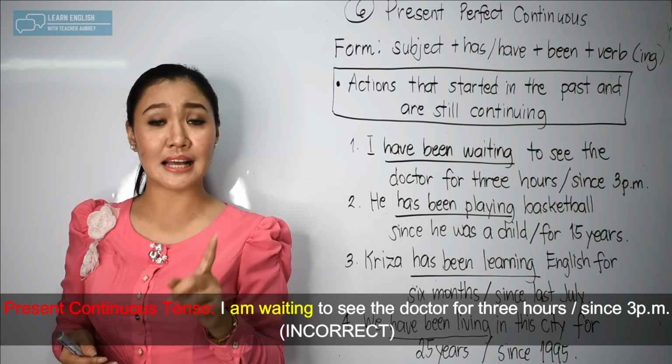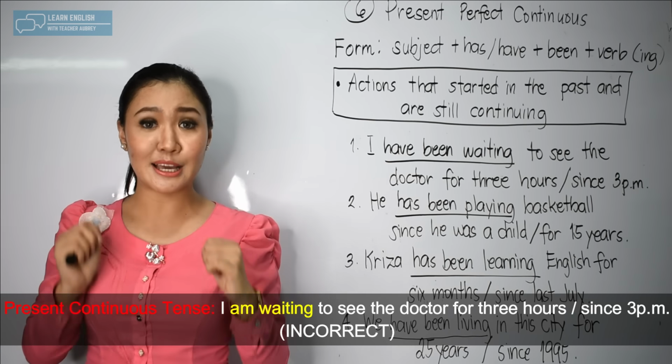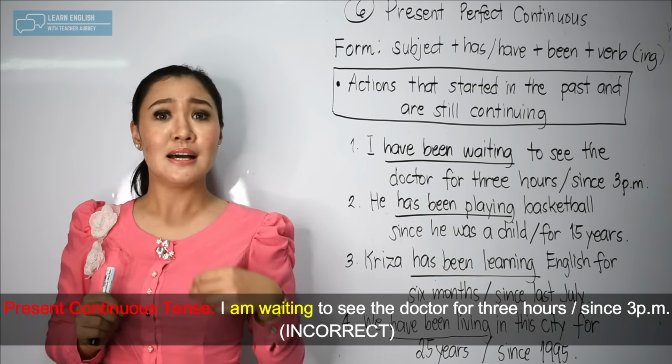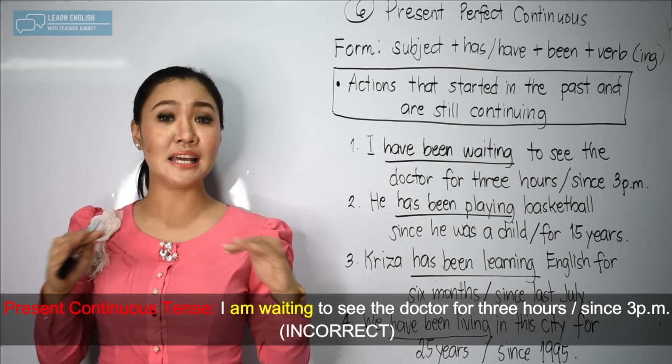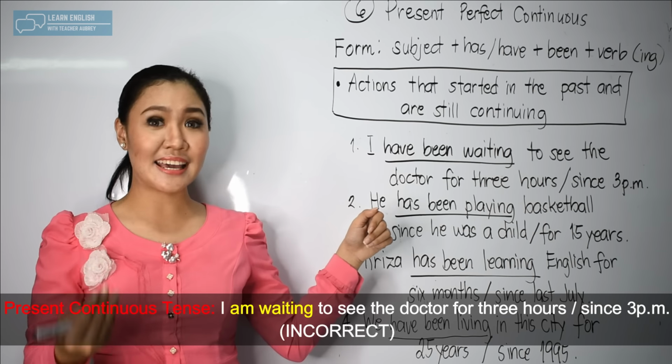Bakit? Dahil ginagamit nga lang natin ang present continuous kung yung kilos ay kasalukuyang nangyayari ngayon, recently. Pero dahil sa sentence natin na ito ay tumukoy tayo sa kilos na nagsimula sa nakaraan at nagpapatuloy hanggang ngayon, maling gamitin ang I am waiting. Okay? The correct one is this, I have been waiting.